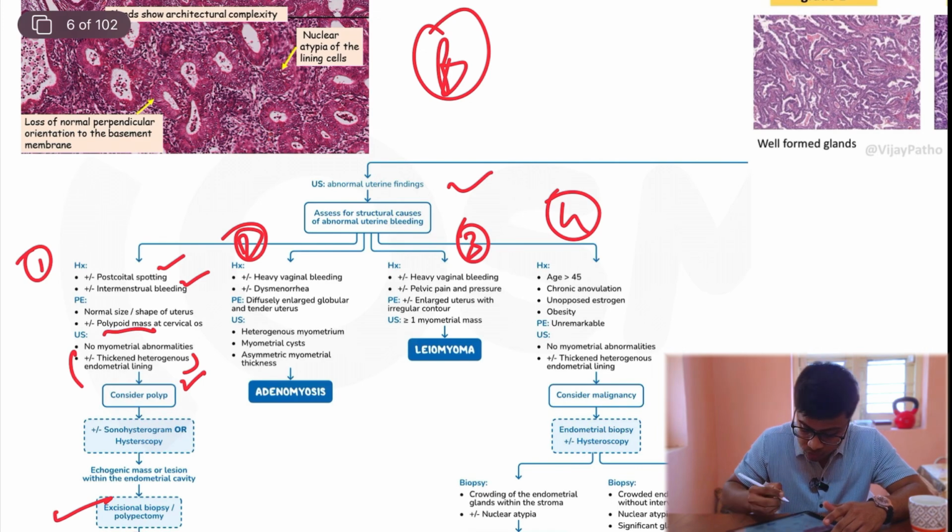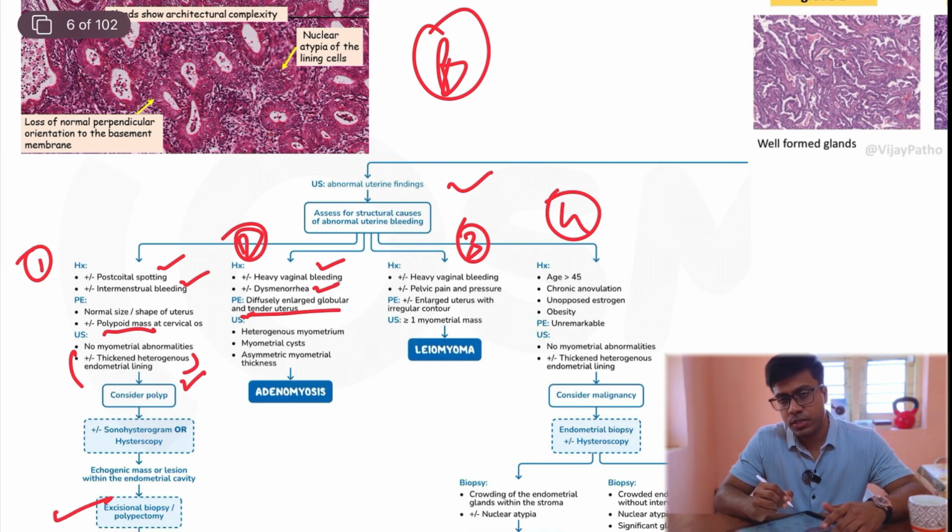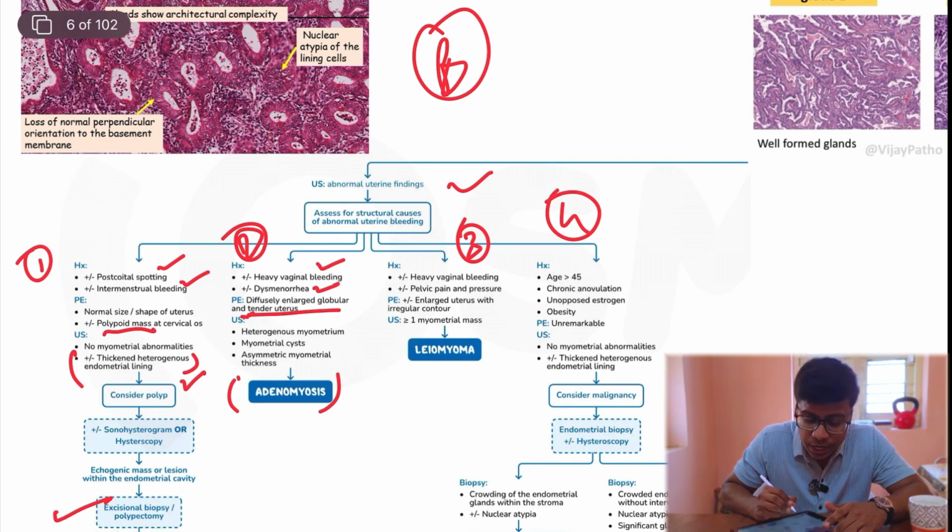So this is one diagnosis. Apart from that, one more diagnosis: heavy vaginal bleeding is given, dysmenorrhea, that is heavy periods are there. So if they say diffusely enlarged globular and tender uterus, we have to go towards adenomyosis. What is adenomyosis? In adenomyosis, there is abnormal development of tissue in the myometrial area. That is, a heterogeneous myometrium will be there, myometrial cysts will be there, and asymmetrical myometrial thickness will be there. So we have to diagnose this.